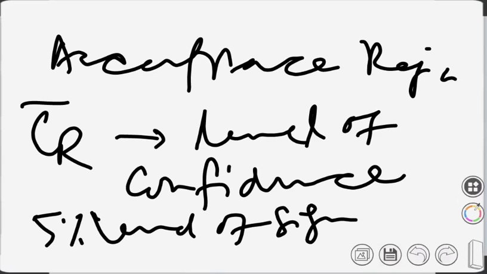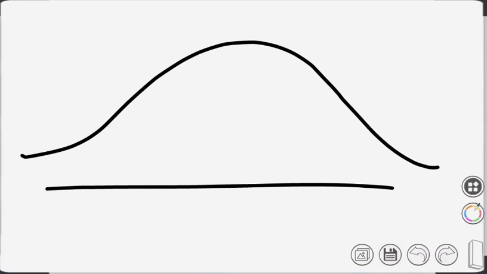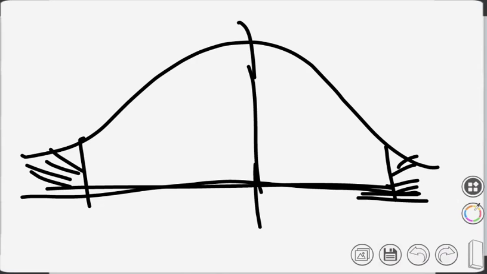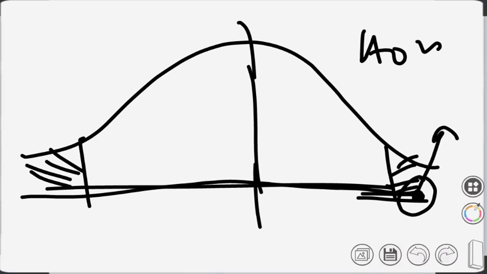So when we are doing the test, we will check where the value falls. If this is the critical region, it could be on both sides, or on one side; we'll discuss that also. It could be to the left side or to the right side, depending upon what kind of test we are talking about. If the value falls in the critical region like here, then we reject H0, the null hypothesis is rejected, here or here.